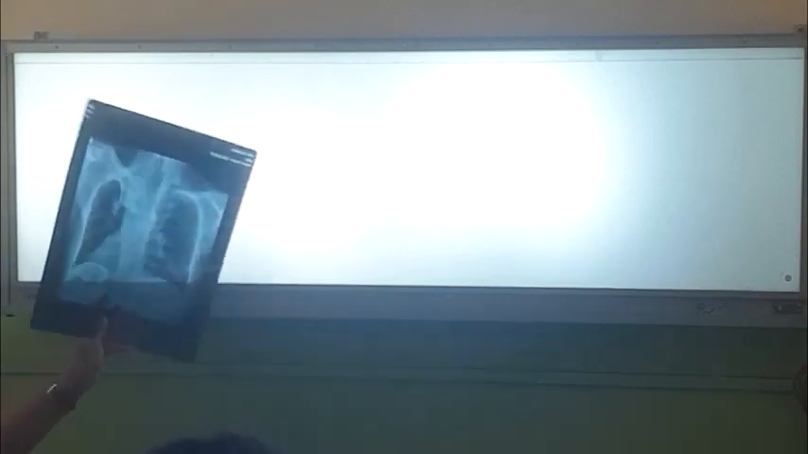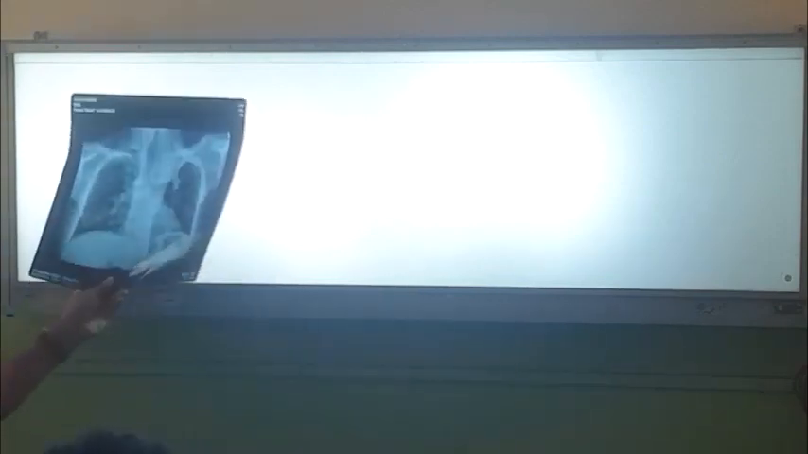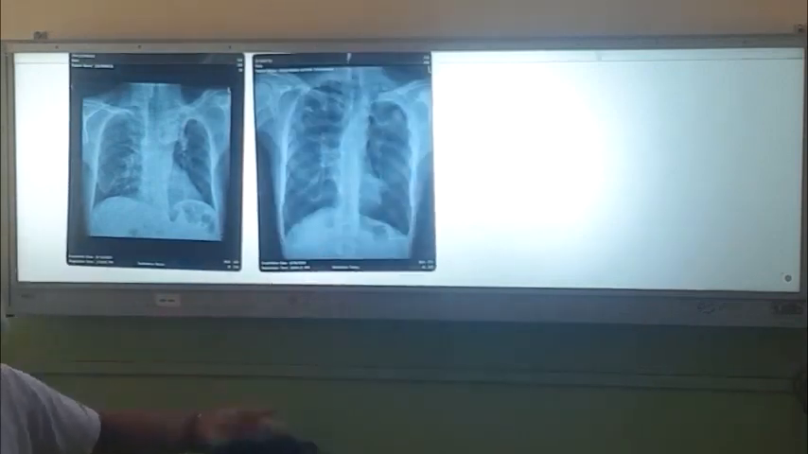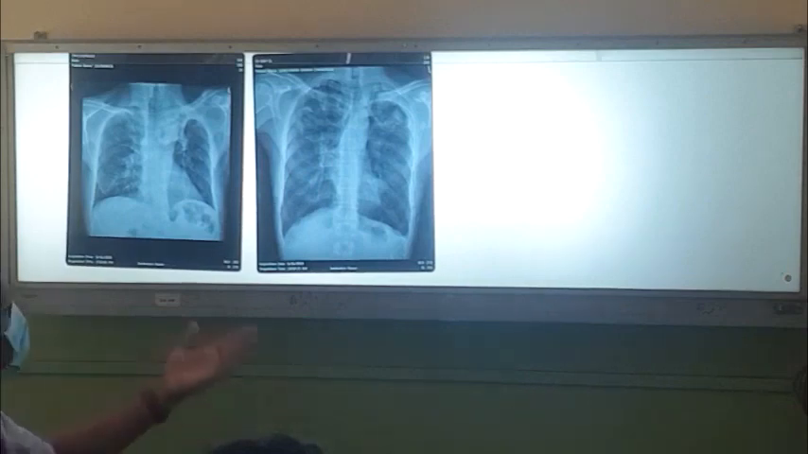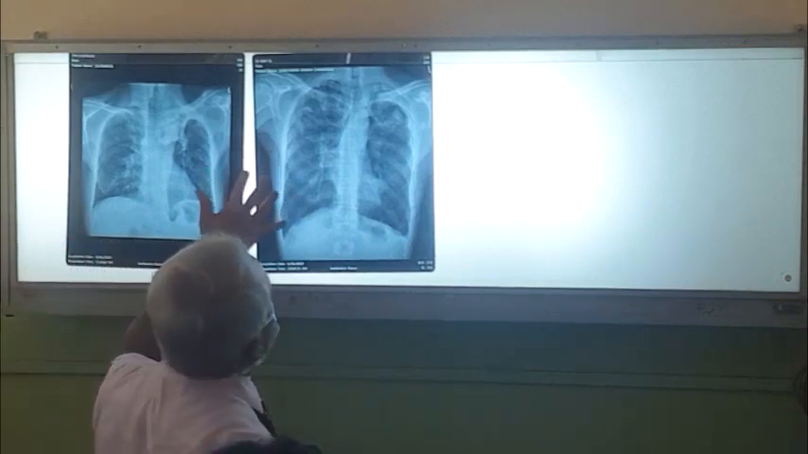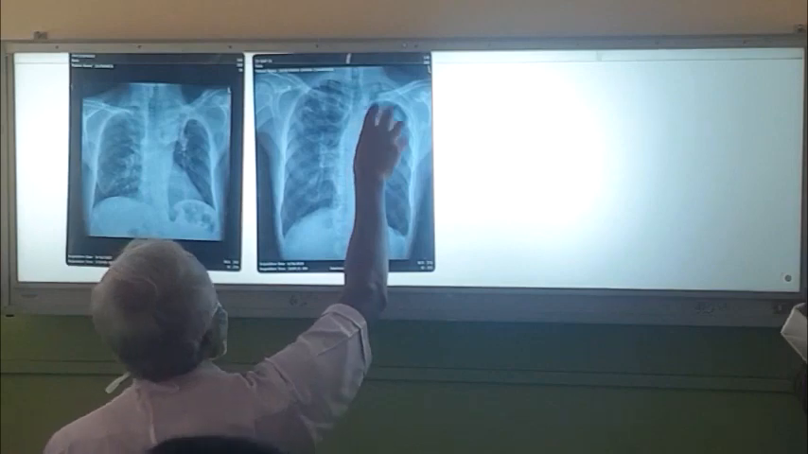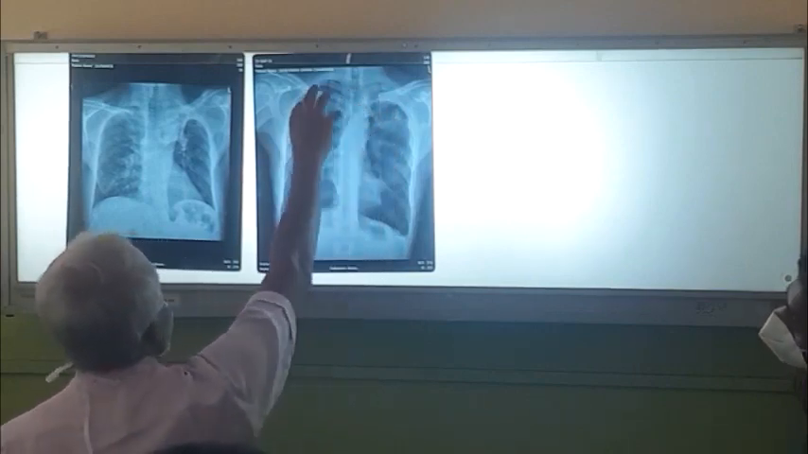And there are some post-TB X-rays, right? TB patients, when they heal, they get a lot of fibrosis, right? So these are like that. It's all post-TB ones. So what happens if TB affects the upper lobe?